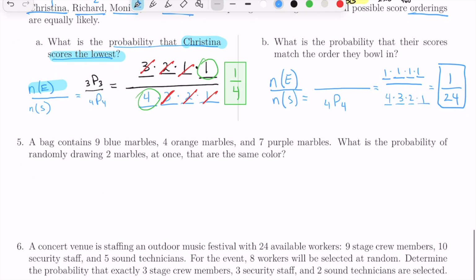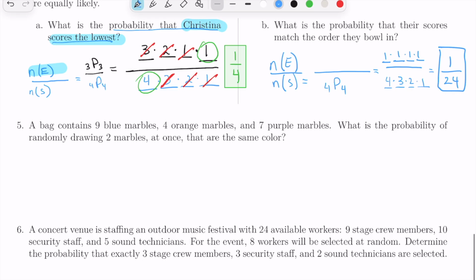A bag contains 9 blues, 4 orange, and 7 purple marbles. What's the probability of randomly drawing 2 marbles at once and they are the same color? So let's just find the probability. We're going to do these one at a time. We're going to find the probability of drawing 2 blue marbles. So we've got 9 blues to choose from, and we're going to be choosing 2.